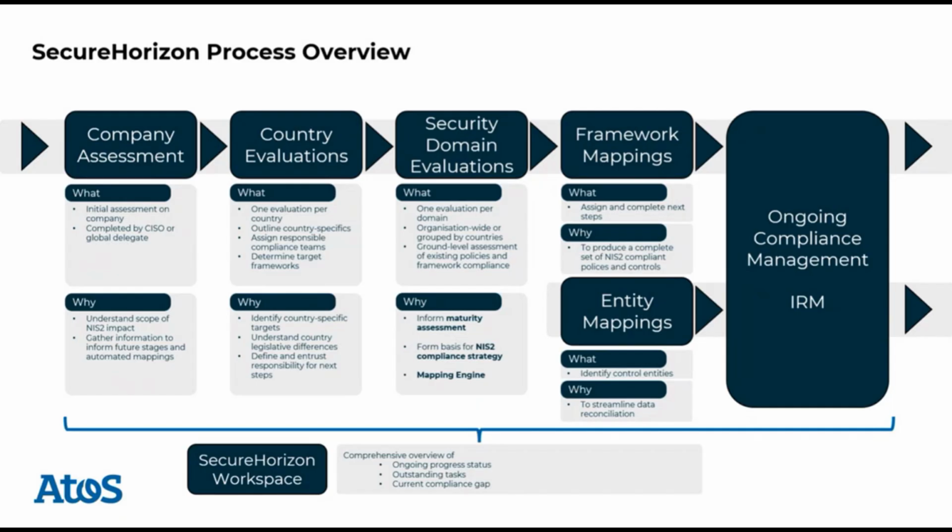NIS2, or Network and Information Security 2, is the updated version of the EU Cybersecurity Directive, NIS. It expands the scope of the original NIS directive by covering more sectors, imposing stricter security requirements, and introducing tougher enforcement measures. NIS2 aims to improve incident response, risk management, and cooperation among EU nations to counter growing cyber threats, and affects every sector for companies over a certain size.